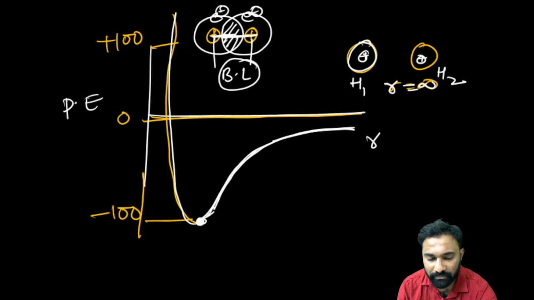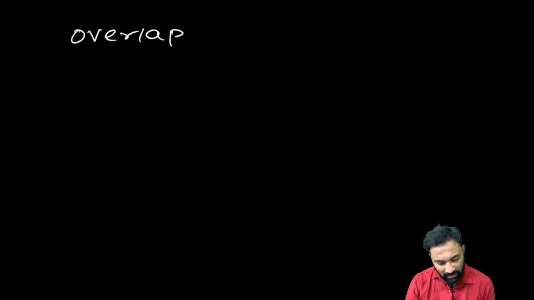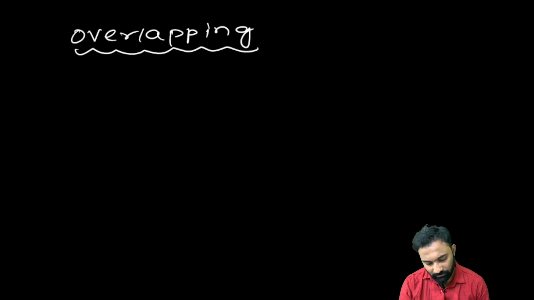Now we'll see how the orbitals are overlapping, and by the overlapping concept, how the bonds are forming. Clear? Before going to the overlapping concept, we have to know the shapes of the orbitals.